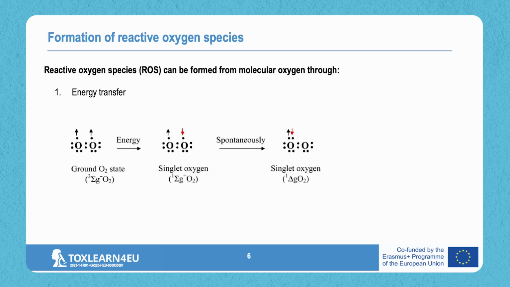But of course we can make reactive oxygen species from this molecular oxygen through two processes. The first one is energy transfer. By giving extra energy to this ground state molecular oxygen, we convert one electron spin in the opposite way, and then we can have a spontaneous production of singlet oxygen, where we don't have a radical structure anymore, and where the electrons are shared in a bond. But this singlet oxygen is more reactive than the molecular oxygen.